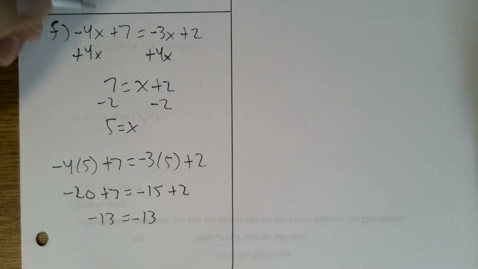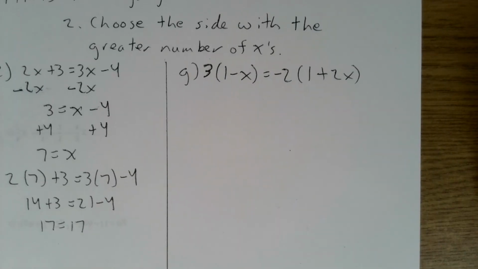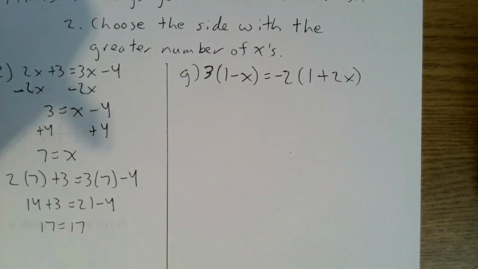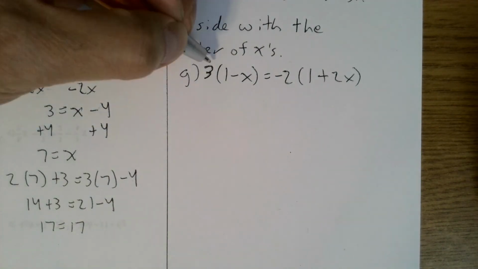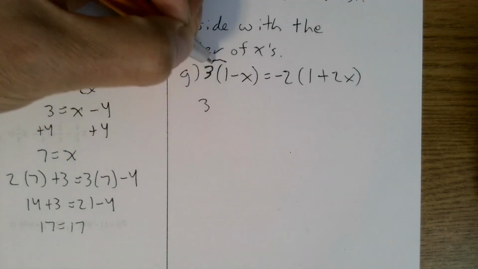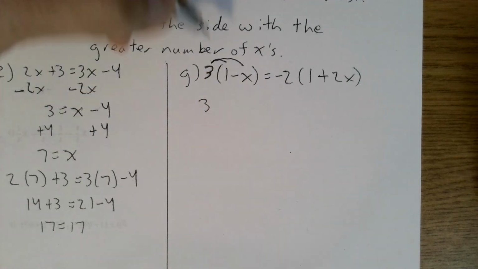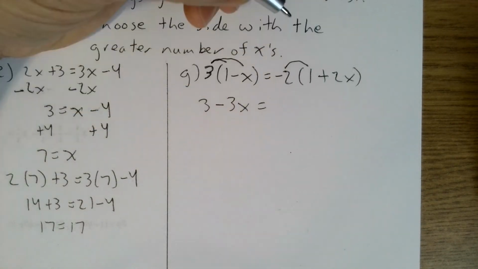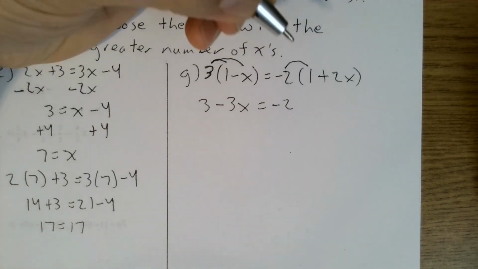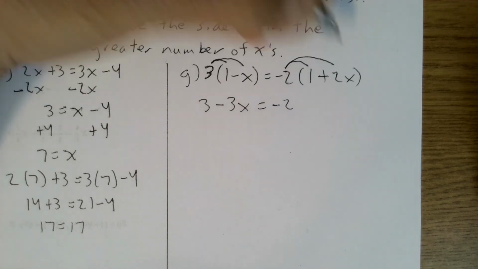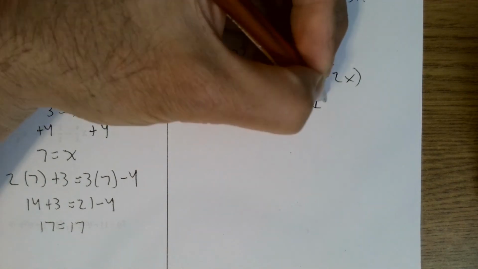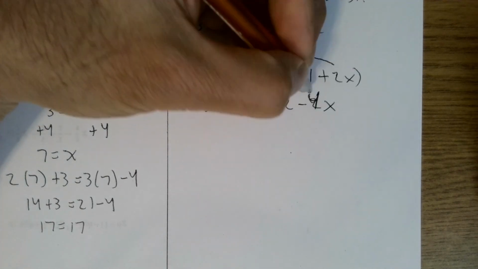All right, one more. G. This one's a bit harder than the other ones. All right, here we go. So what we're going to want to do first is simplify each side. So I've got 3 times 1 is 3. 3 times negative x will give me 3 minus 3x. Negative 2 times 1 is negative 2. Negative 2 times 2x is going to be minus 4x. 2 times 2 is 4. I knew that.